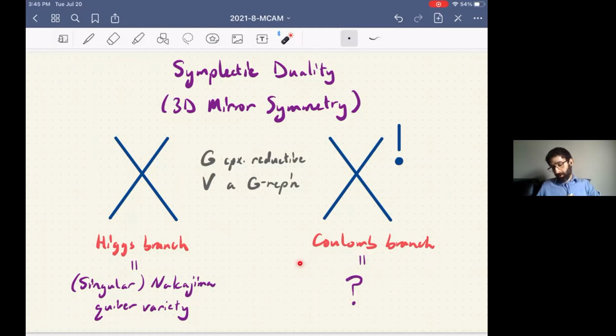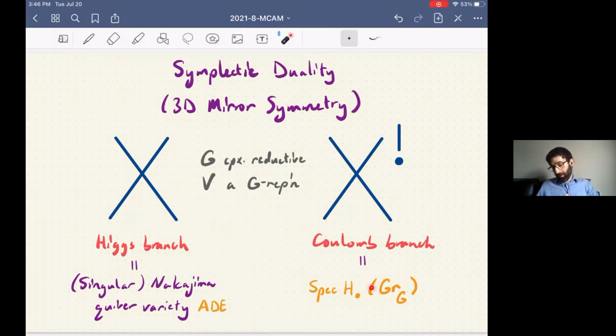The bigger question here is what is the Coulomb branch? At least when the underlying graph, the underlying quiver of the quiver variety, is of type ADE, as a Dynkin graph, then there's a recipe now for what the Coulomb branch should be, and this arises from BFN, Braverman-Finkelberg-Nakajima. And what we have here is an affine Grassmannian associated to G and to V.